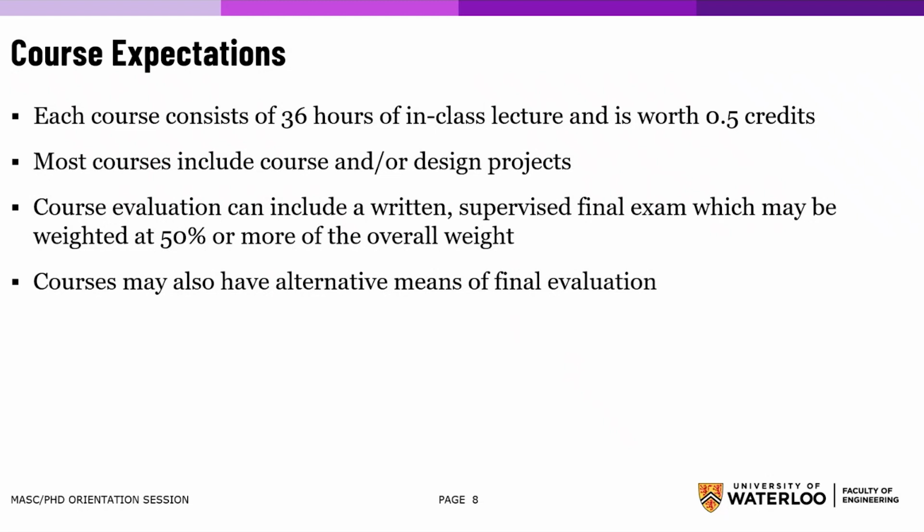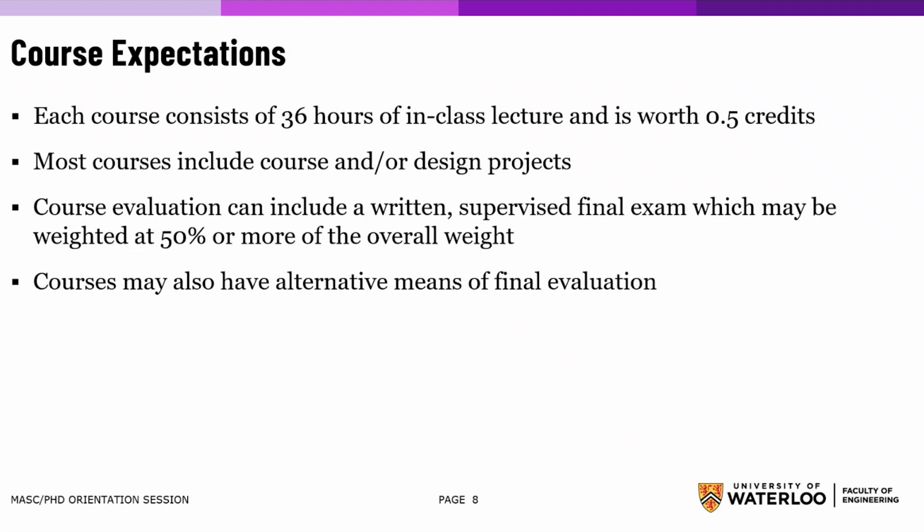So when I say you need to take 3 courses, that's 1.5 credits. So don't get confused or disheartened when you see in your transcript that it's only half a credit. It really is a full course. It's just the weighting system that Waterloo uses. Most courses in systems design, for obvious reasons, include a design project or some kind of course project. So you can expect to have coursework or project work as part of your courses.